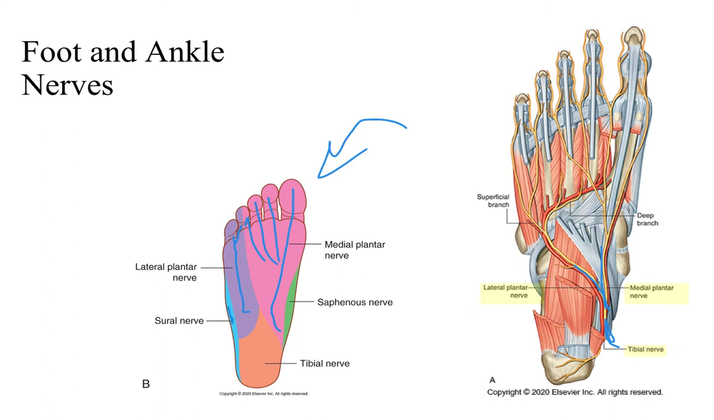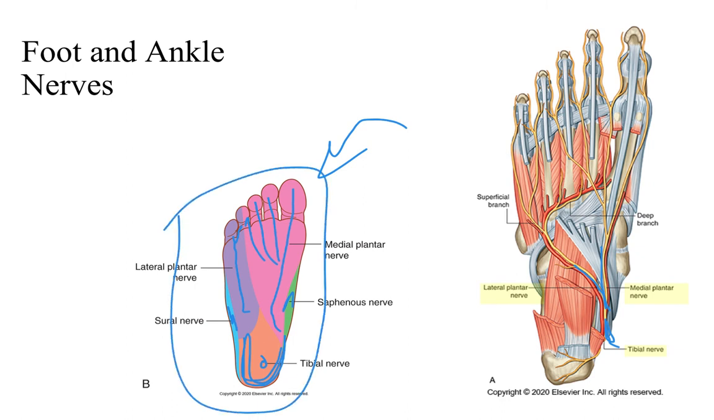We have our sural nerve, innervating the lateral aspect of our foot, and a saphenous nerve, the medial aspect of our foot. That's where we get, again, cutaneous sensation. And the tibial nerve would be the heel of our foot. Again, this is all sensory right here as opposed to motor, which we've covered in the previous slides.